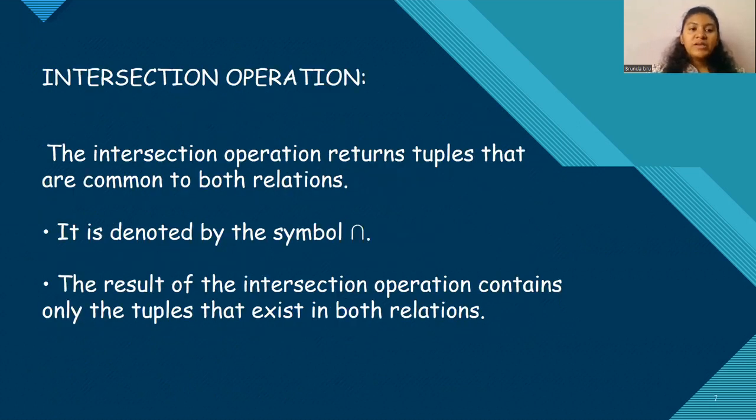Intersection operation. The intersection operation returns the tuples that are common to both the relations. It is denoted by this symbol. The result of the intersection operation contains only the tuples that exist in both the relations.